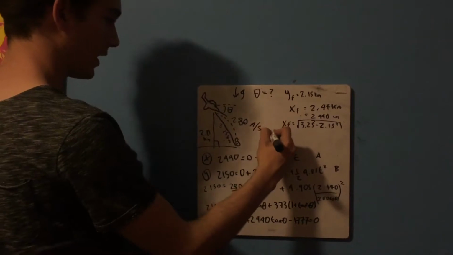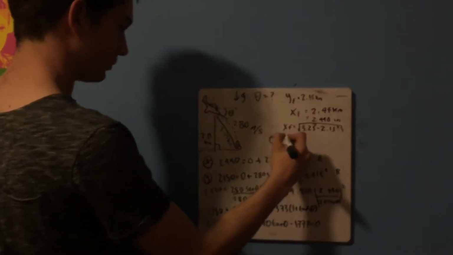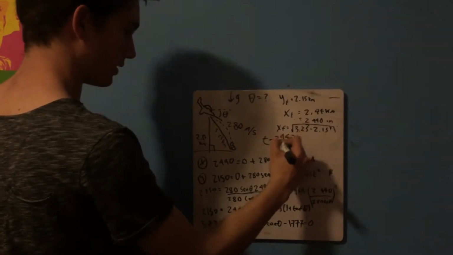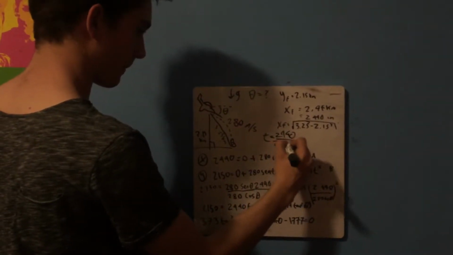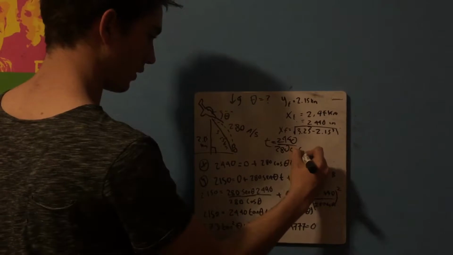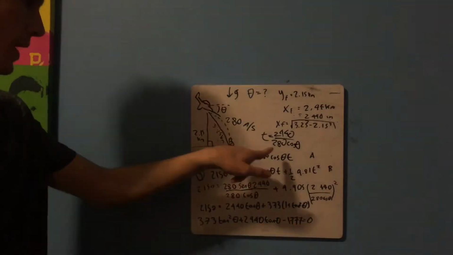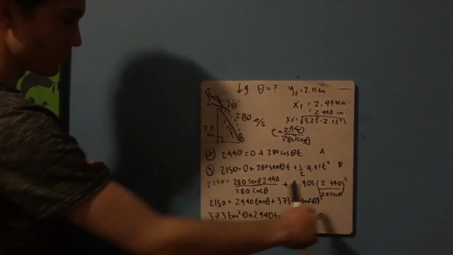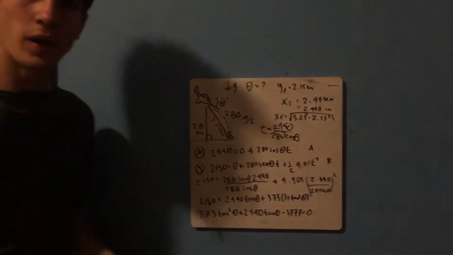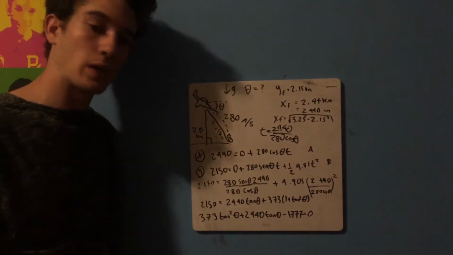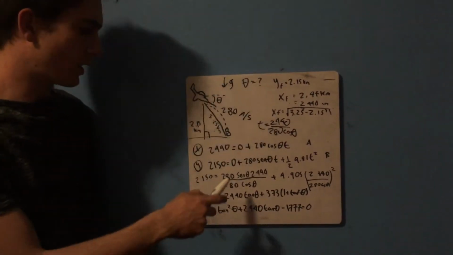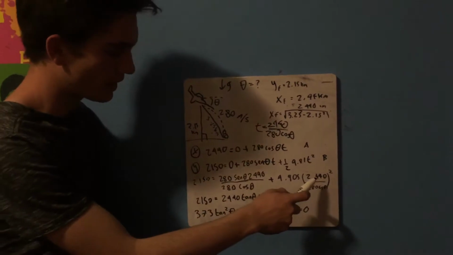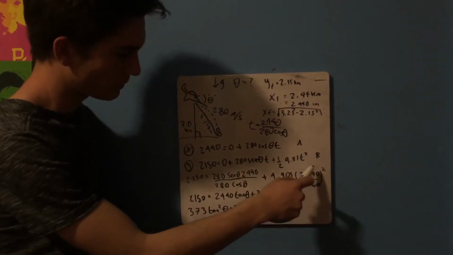So we have that time equals 2,440 divided by 280 cosine of the angle. Alright, so by substituting this and this, we get the following. What we really want here is a quadratic equation for the angle. So for this we have sine divided by cosine, which is going to give us a tangent, and in this case we have this term squared.